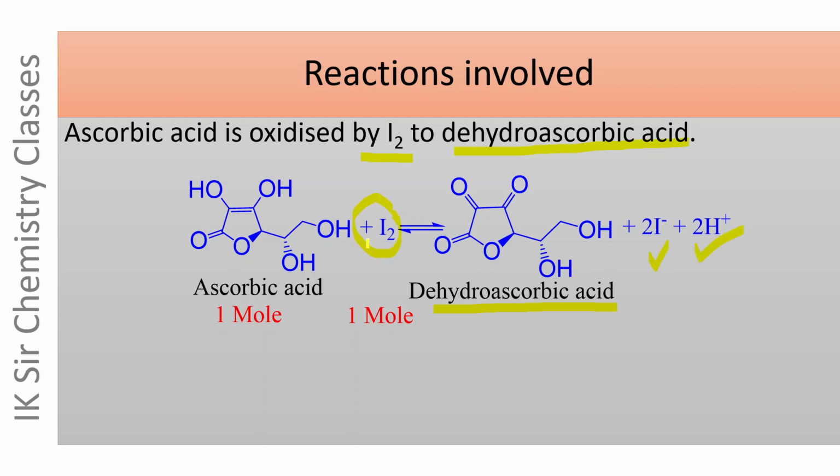This equation is balanced with respect to atoms as well as charge. Two hydrogen atoms are removed from these positions, forming a product which is known as dehydroascorbic acid. It is obvious that 1 mole of ascorbic acid reacts with 1 mole of iodine.